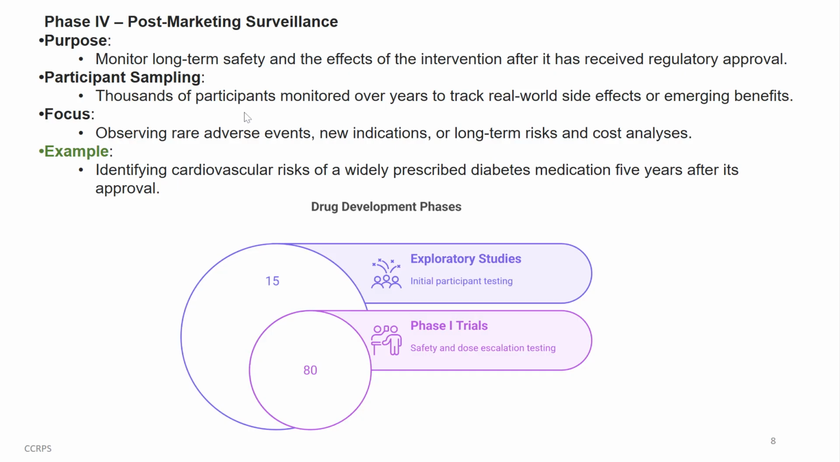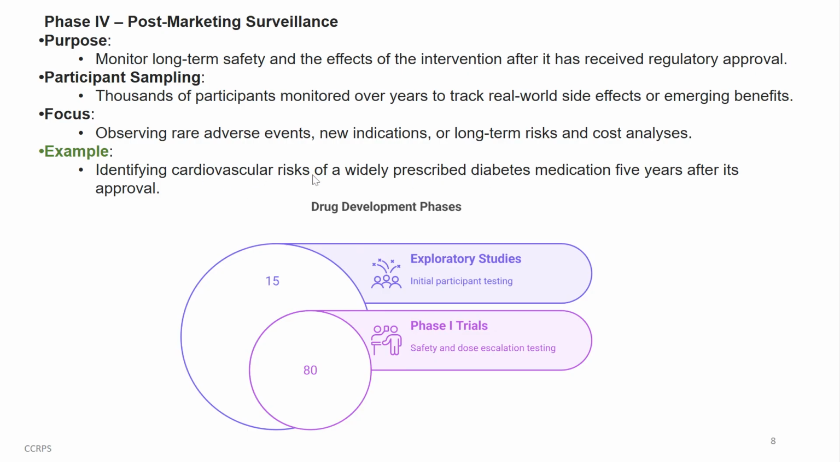Participant sampling is in the thousands because the drug is in the market and being used by patients for the targeted disease or condition. So thousands, even bigger sampling compared to the previous phases. Thousands of participants are monitored over years, long term, to track real-world side effects or emerging benefits. The focus is on observing rare adverse events, new indications, long-term risks, and cost analysis.